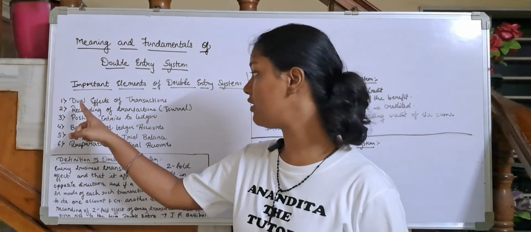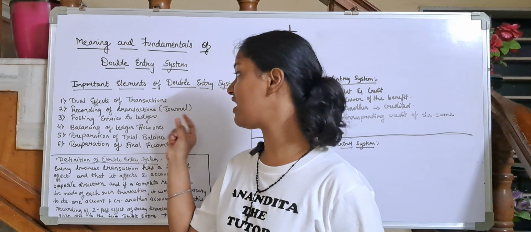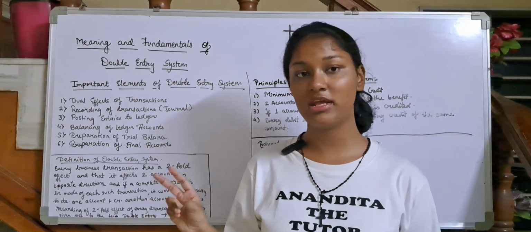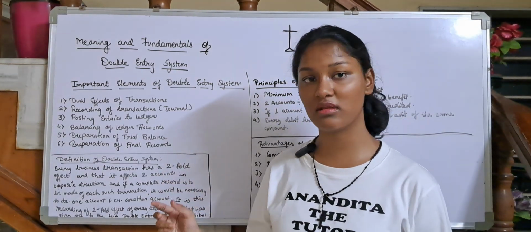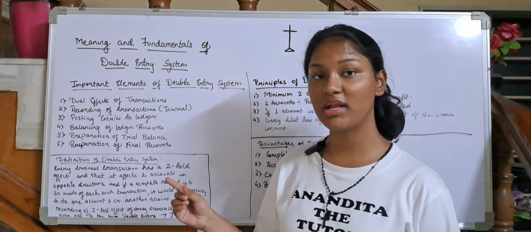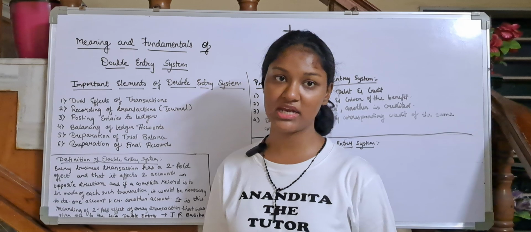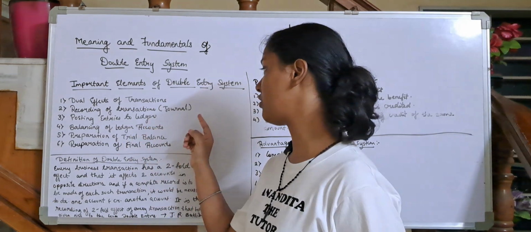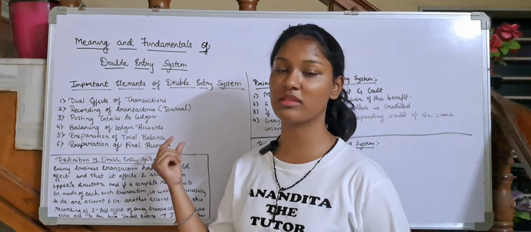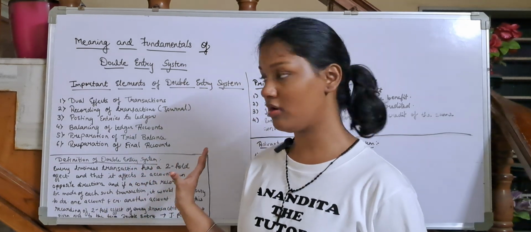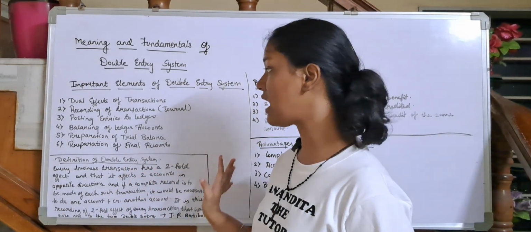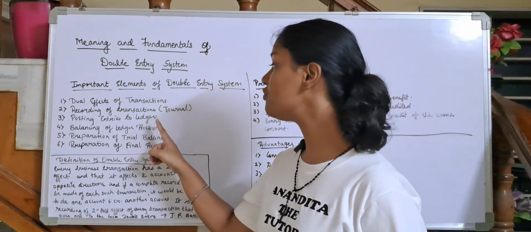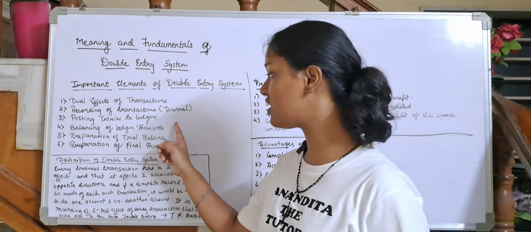Then the first step here, that is the element, you have to identify dual aspects of the transactions. So which two accounts are included in the transaction. Who is the receiver, who is the giver, and which account will be debited, which account will be credited. You have to identify that. Second element is recording of transactions in journal book. So what is a journal, what is a ledger? We'll learn each point. For now just keep in mind you have to first record your transactions in journal book. Then you have to record the same transactions in the ledger book.